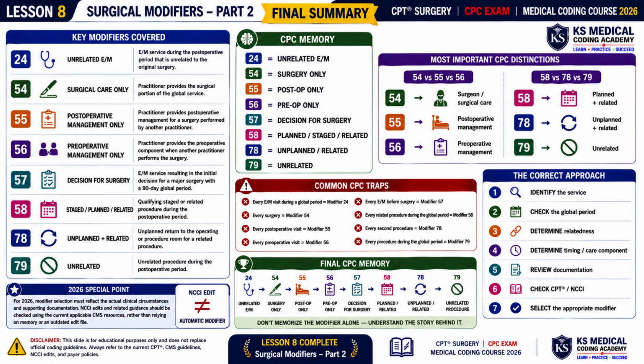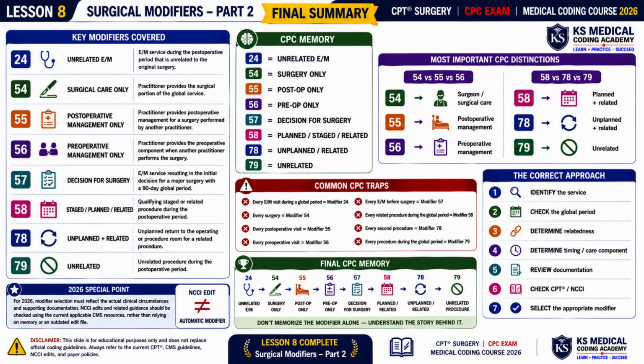Now remember the most important CPC distinctions. 54 equals surgery only. 55 equals postoperative management only. 56 equals preoperative management only. And 58 equals planned plus related. 78 equals unplanned plus related. 79 equals unrelated. Avoid the common traps. Not every EM visit during a global period is modifier 24. Not every surgery uses modifier 54. Not every postoperative visit uses modifier 55. And not every second procedure during a global period is 58, 78, or 79.